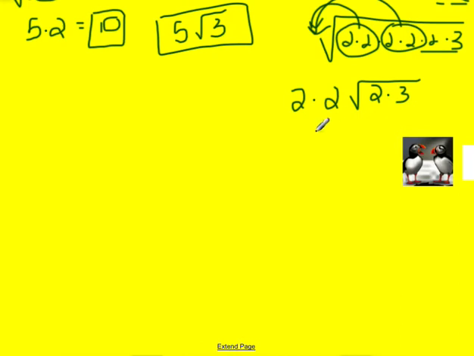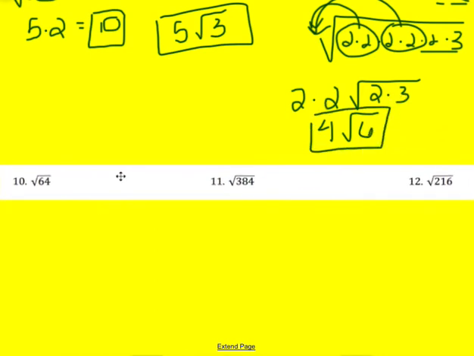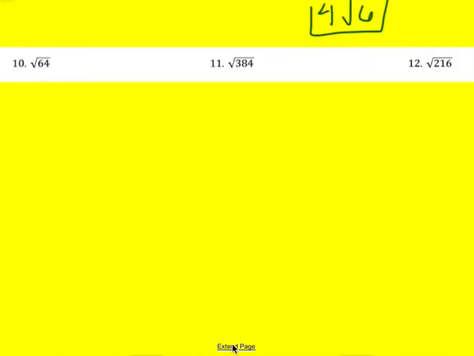2 times 2 is 4. And then 2 times 3 is 6. So you end up getting 4 times the square root of 6 as your final answer. Let's take a look at these last 3 here, and then we are all done.